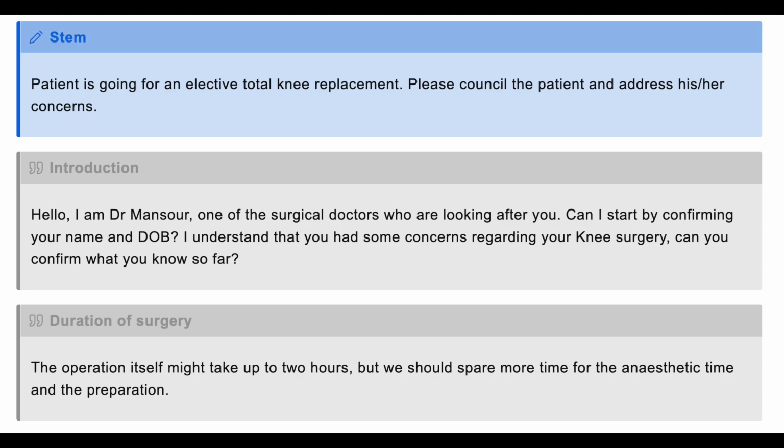The station says you're one of the orthopedic trainees and you have a female patient going for an elective total knee replacement. Please speak with the patient and address her concerns. So she has come to the OPD or she's admitted? She's in the clinic. Okay, in the clinic. So should I start? Yeah, please go on.